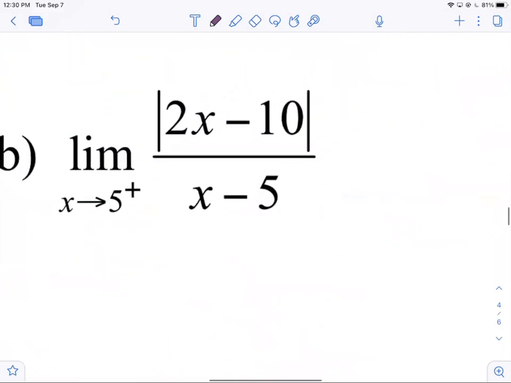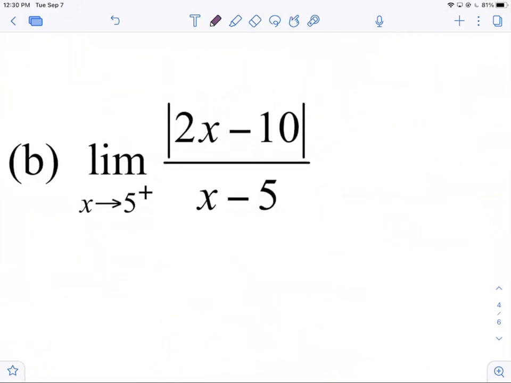All right, so let's see what B is going to be. Limit as x goes to 5 from the right. Never not first, direct substitution, you get 0 over 0. Pick a number bigger than 5. 600, very good. I'm going to choose 6, though. 6 times 2 is 12. 12 minus 10 is 2. So I get the absolute value of 2 over 1. Hey, that's just 2.